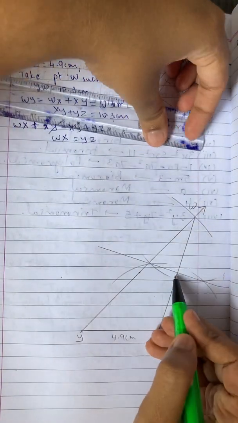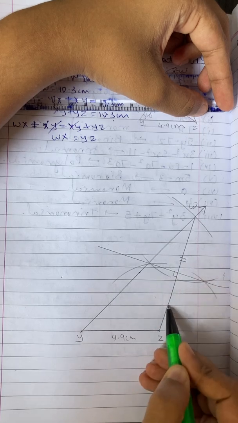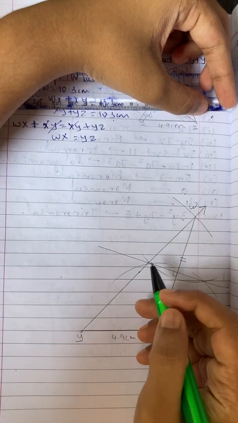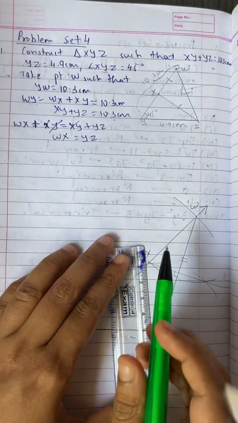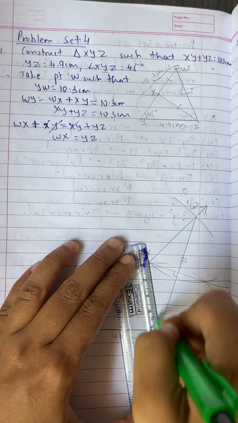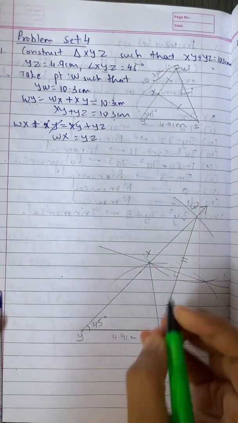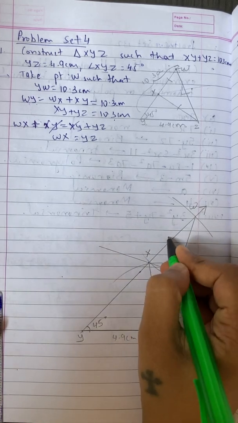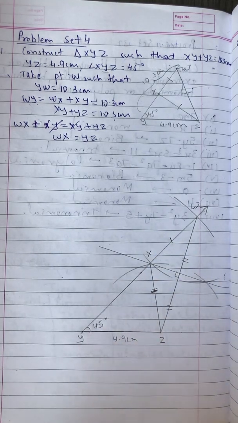After I join this arc, this will become the perpendicular bisector. And this point where it has intersected this side YW becomes the point X. Okay, so X you join with Z so that we get the actual triangle. This angle is 45 degree, and this side, sorry, this was one line only, was equal to this side. This is what we had done. So this is how we get triangle XYZ.